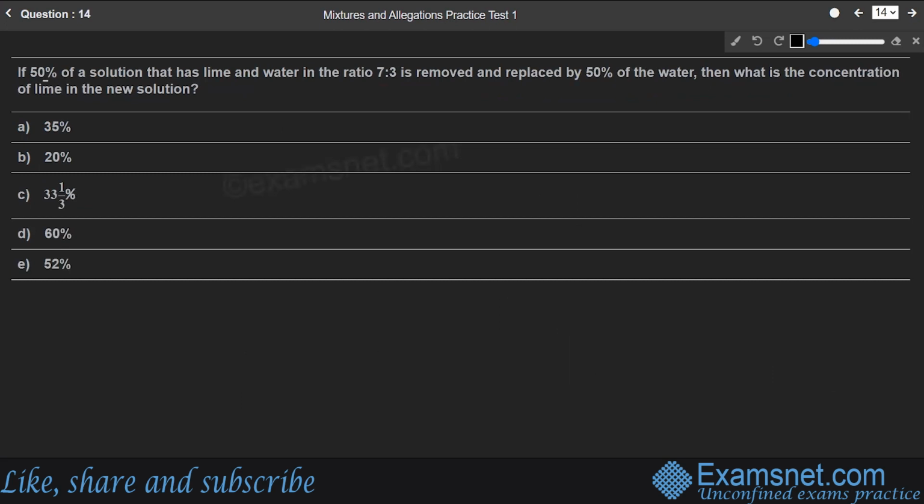14. If 15% of a solution that has lime and water in the ratio 7:3 is removed and replaced by 50% of the water, then what is the concentration of lime in the new solution? Okay, so there is a solution of lime and water. The ratio is given as 7:3. That is the ratio given to us. They say 50% of this solution has been replaced, okay, removed and replaced by 50% of water.